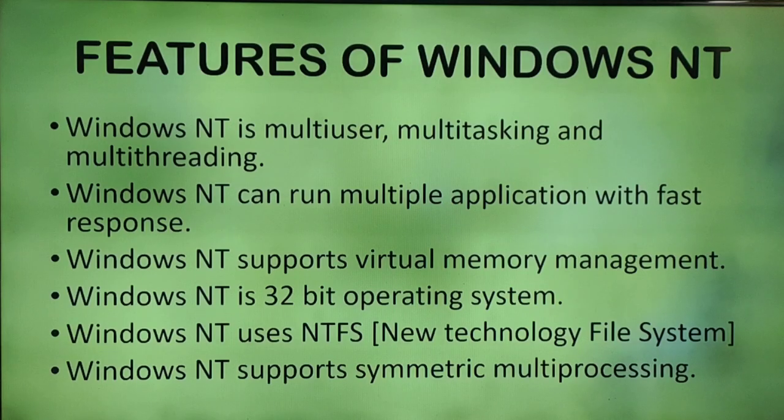Features of Windows NT. Here, NT stands for New Technology. Windows NT was the first 32-bit operating system and was released in the year 1993. It was the first advanced product of Microsoft. Windows NT is multi-user, multitasking and multithreading, and we have already learned about these concepts earlier. Windows NT can run multiple operations with fast response.